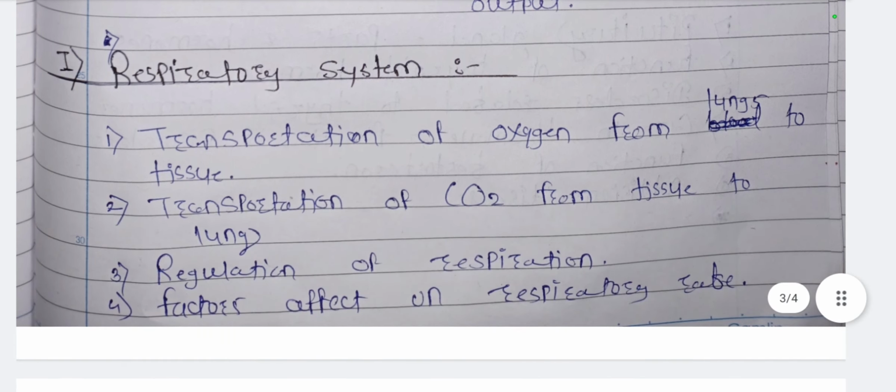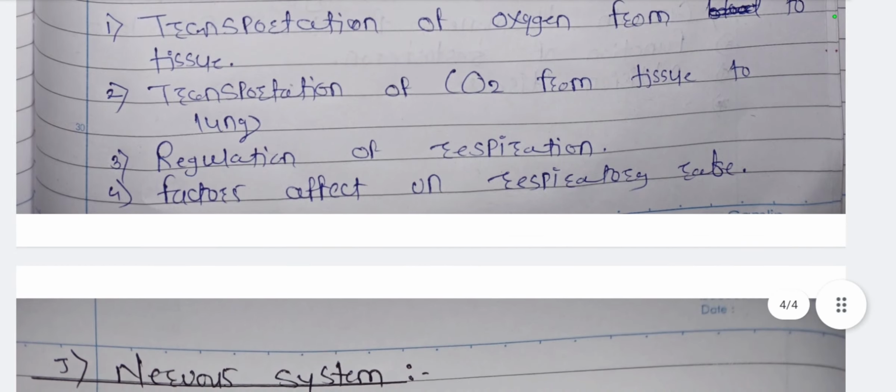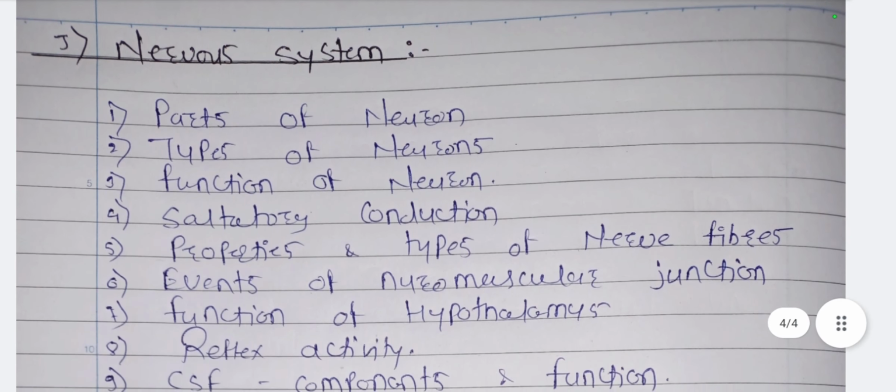Second one is respiratory system, and important topics from respiratory system are transportation of oxygen from lung to tissue and transportation of carbon dioxide from tissue to lung, or function of the hemoglobin in transportation of respiratory gases. Then regulation of respiration and factors affecting the respiratory rate.